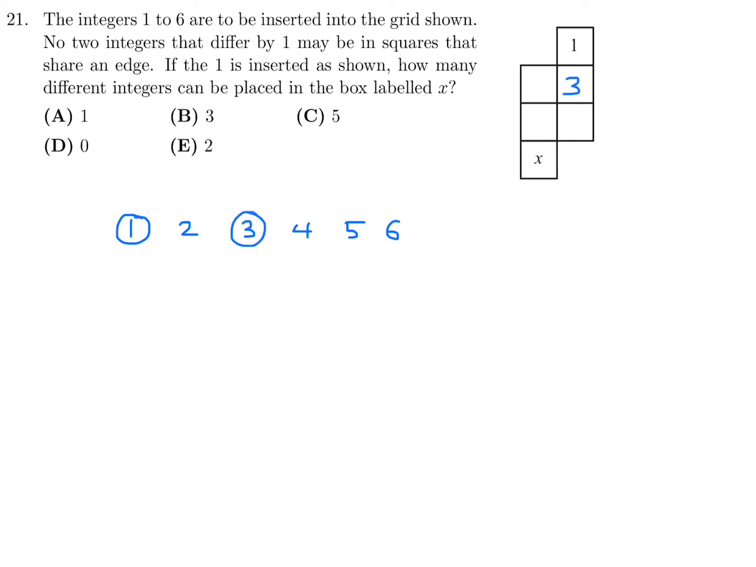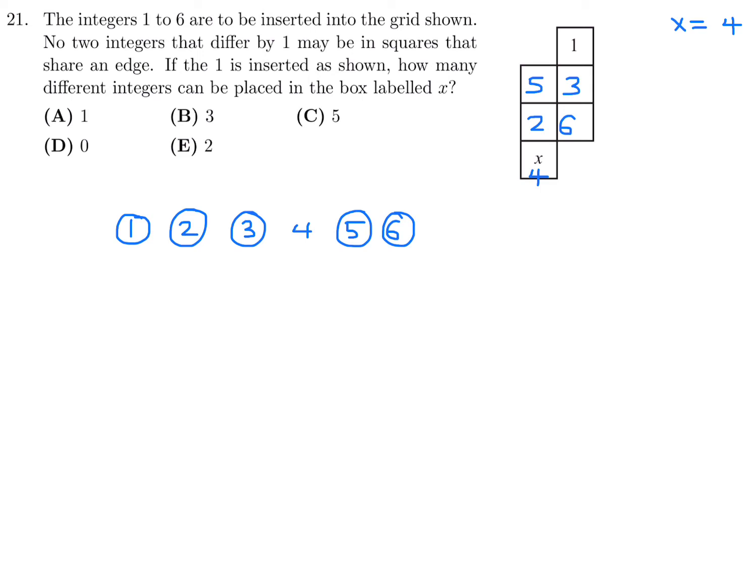If I put a 3 here, well, I can't put a 4 or a 5 there. I can't put a 2 or a 4 there, right? Those are the rules. So I put a 5 here, and then I put 6 there. And here, I can't put a 4, so I can put a 2, and therefore the x becomes a 4. All right, so let's just put 4 here as the possible result for x.